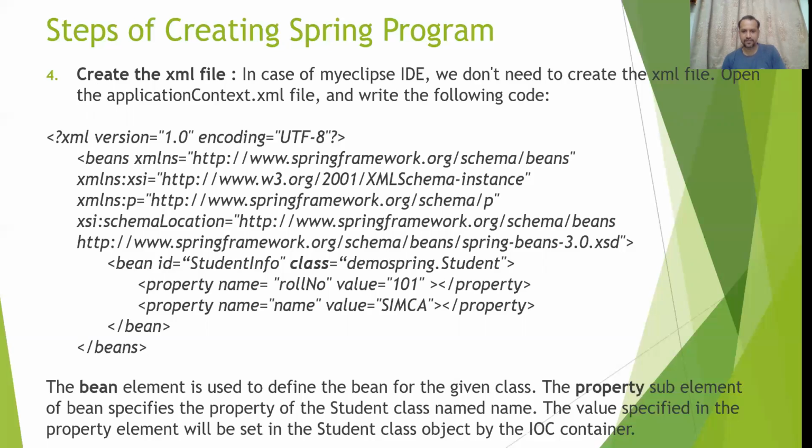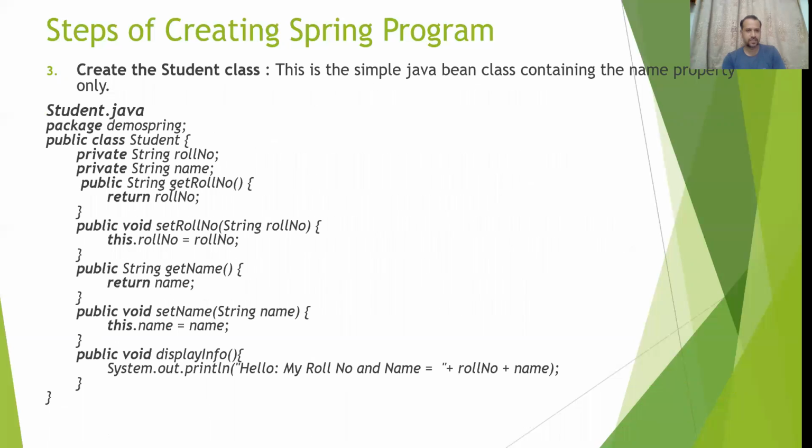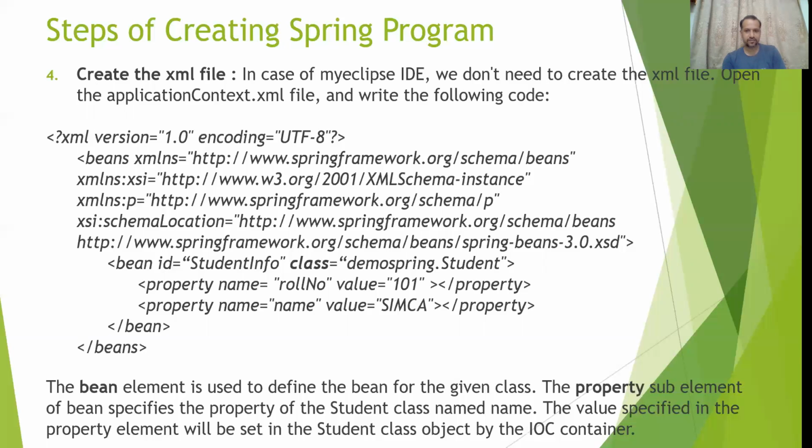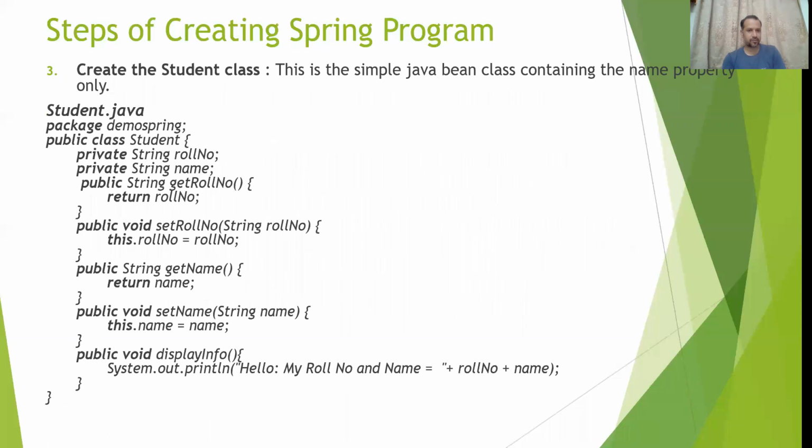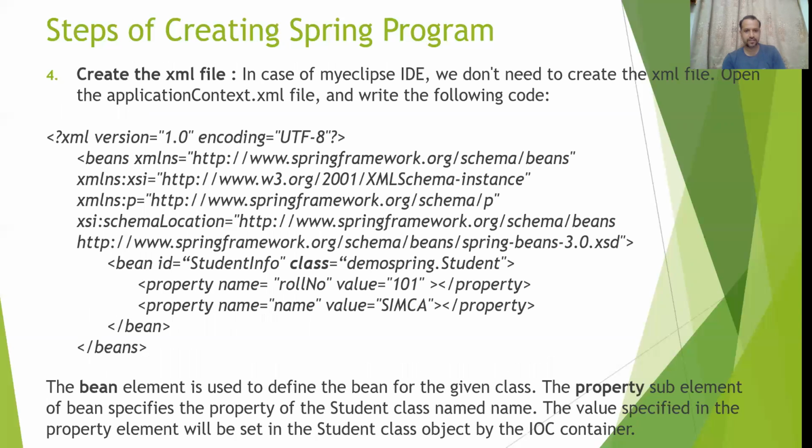And class, I have created one class inside the student package, inside the demo spring package. Then I have to write demospring.Student, and the property name I have defined is roll number, and its value is 101. And another property I have defined is name, and its value is the symbol. The bean element is used to define the bean of a given class.